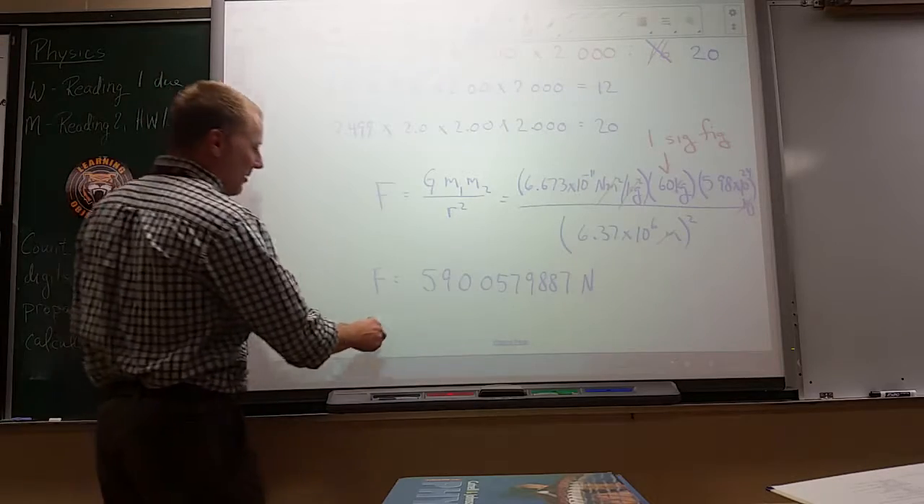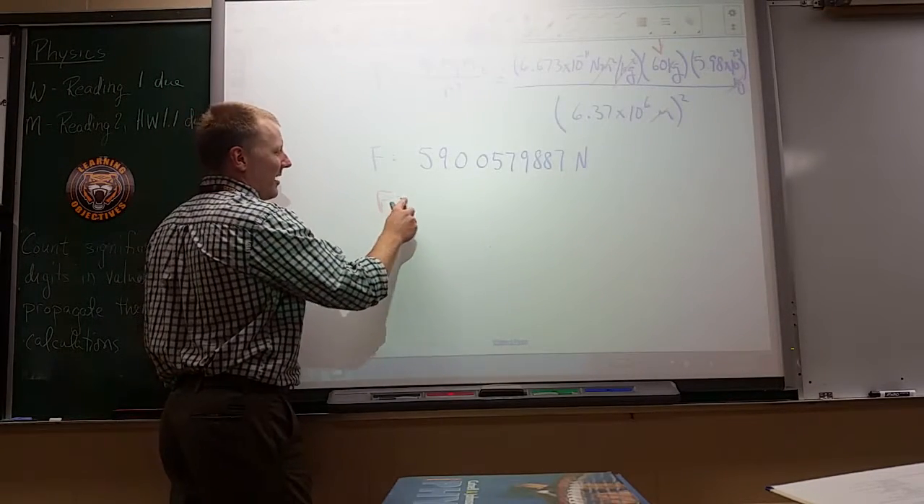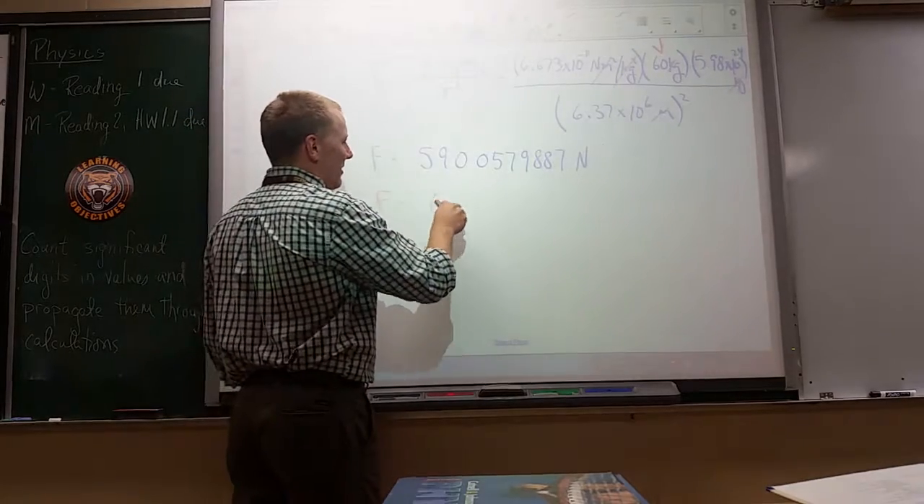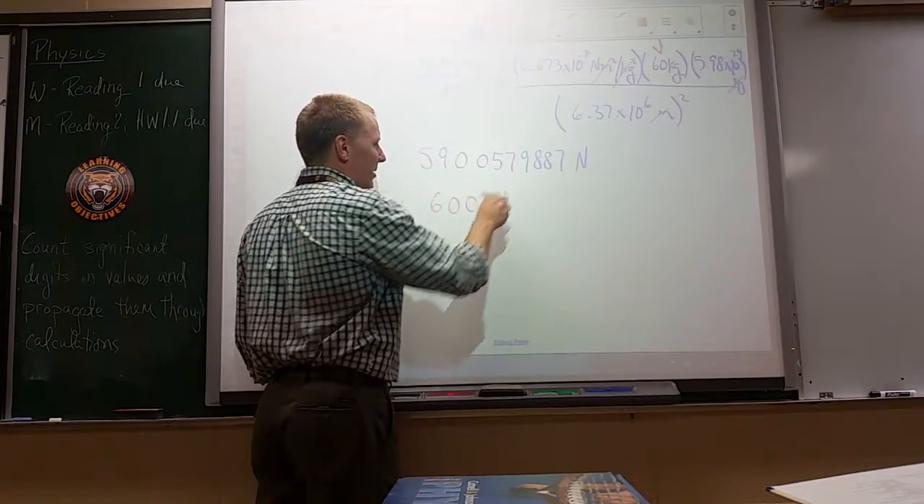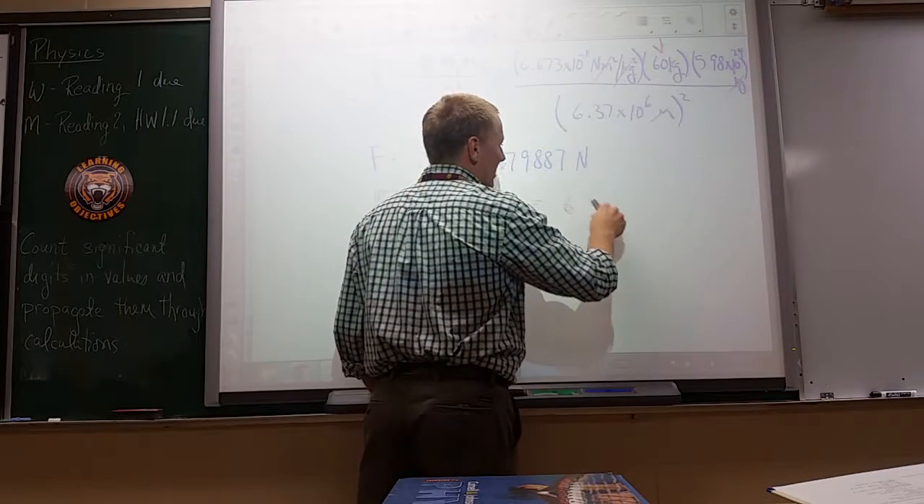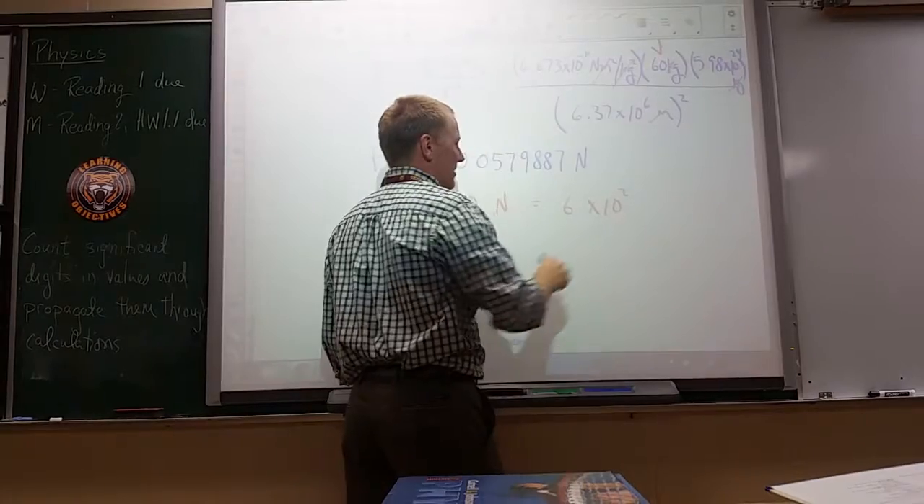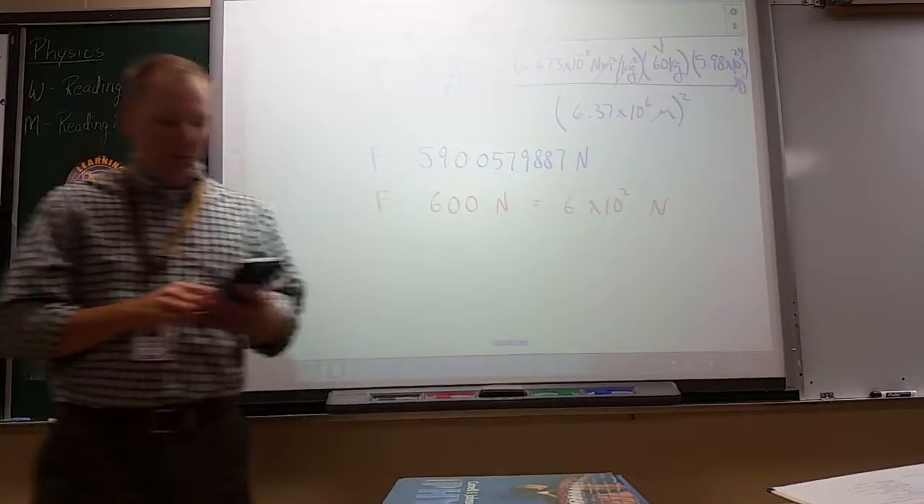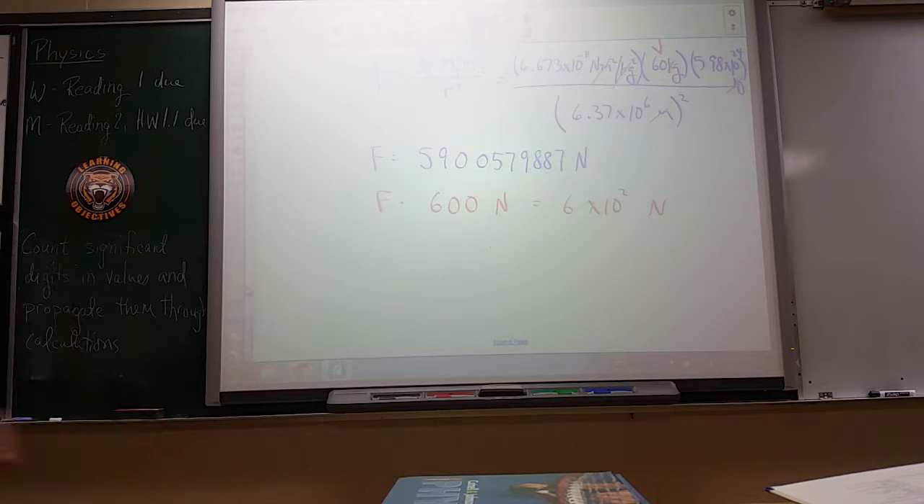So my actual force that I can report with confidence is 600 newtons, because this has 1 sig fig. Or 6 times 10 to the second would also be okay. It's all about not overselling your measurements. If you've got one limiting factor like that 60 kilograms that you're not overly sure about, you can't imply that you are really, really sure about the result.